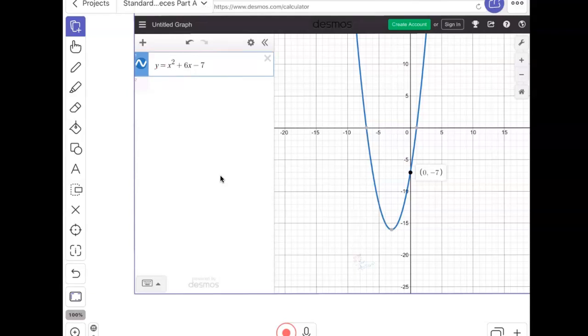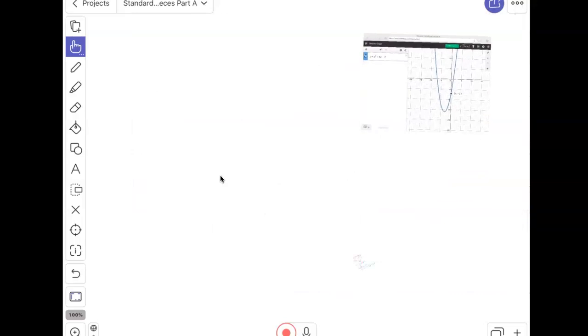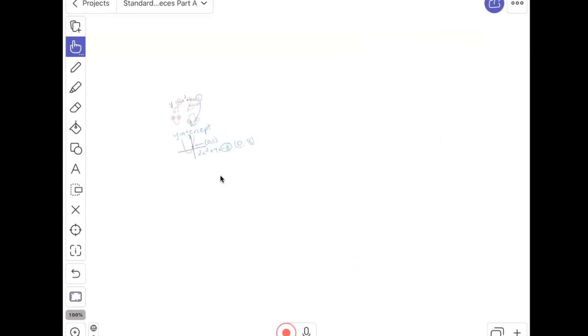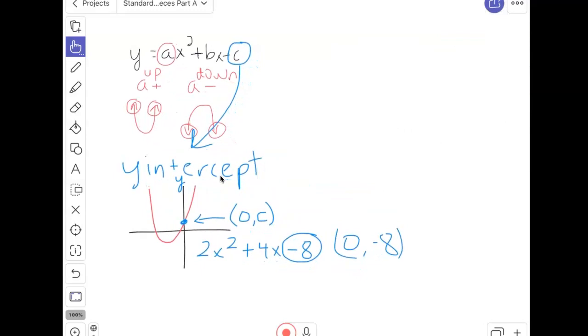We didn't talk about the x-intercepts here. We just talked about the a value and the c value. So just to recap real quick: the c value tells you the y-intercept, and the a value tells you if it opens up or down.